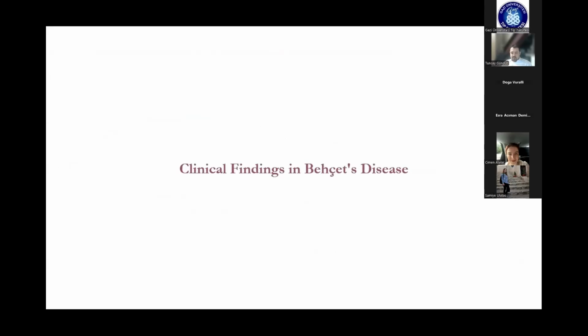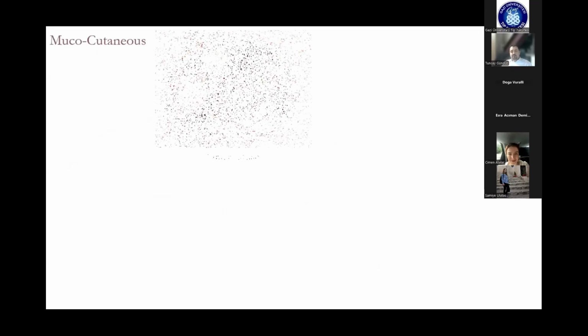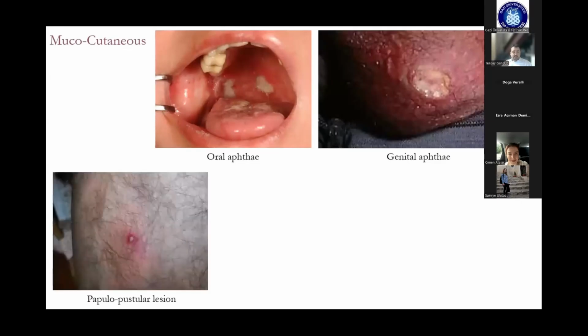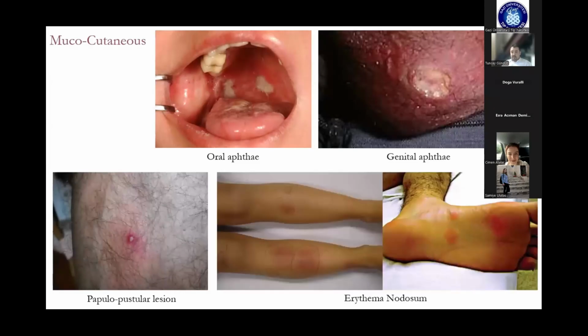So let me talk briefly about clinical findings in Behçet's disease, not neuro-Behçet's yet, but Behçet's disease. These patients may have oral ulcers, genital ulcers, and some other skin reactions, for example, papulopustular lesions and erythema nodosum. These are inflammatory lesions in the skin, purplish colored and very tender if you apply some pressure. They may also occur in the feet, as you can see here.